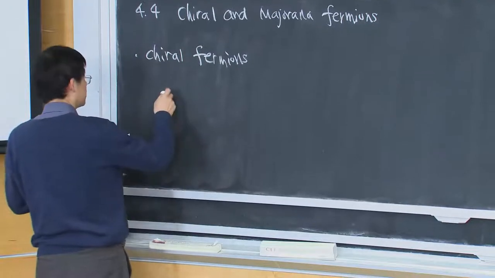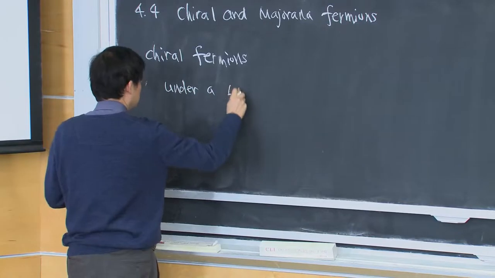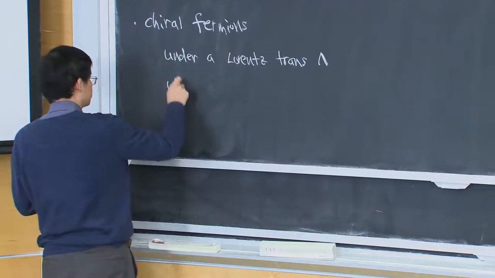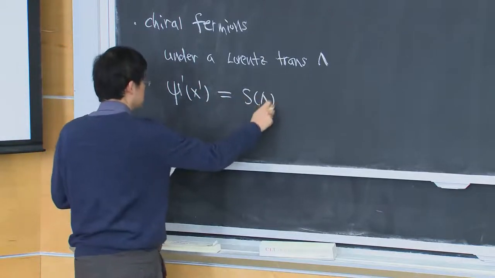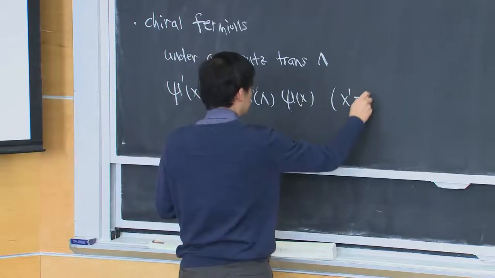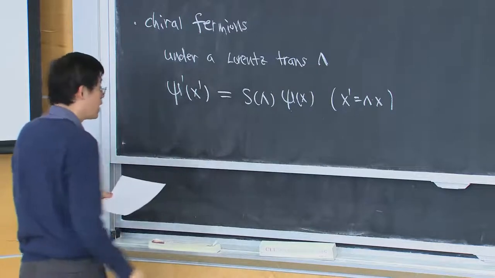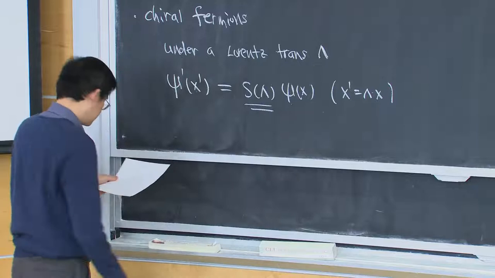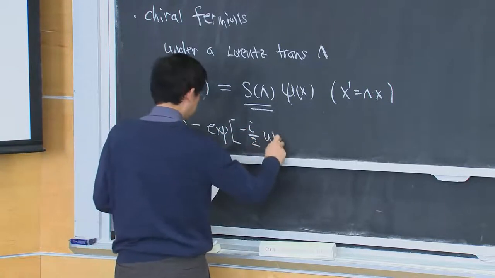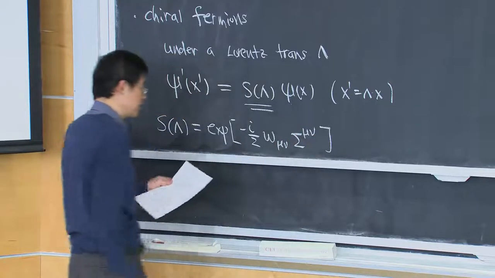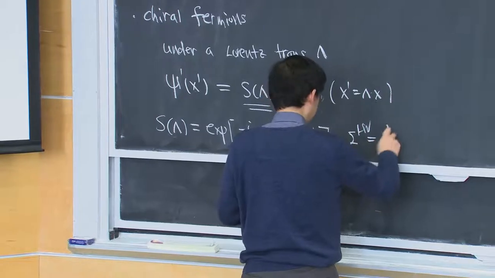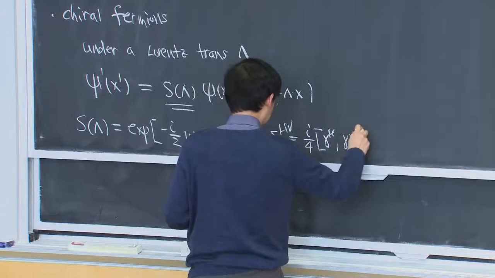So remember, under Lorentz transformation Lambda, the chiral spinor field transforms as S(Lambda) psi(x), where x prime is the Lorentz transformation of x. Lambda acts on x, okay? And then S is given by omega_{mu nu} sigma^{mu nu}, and sigma^{mu nu} is given by the commutator of the gamma matrices. Let me just write it down. Just to remind you, sigma^{mu nu} is i divided by 4 times the commutator.